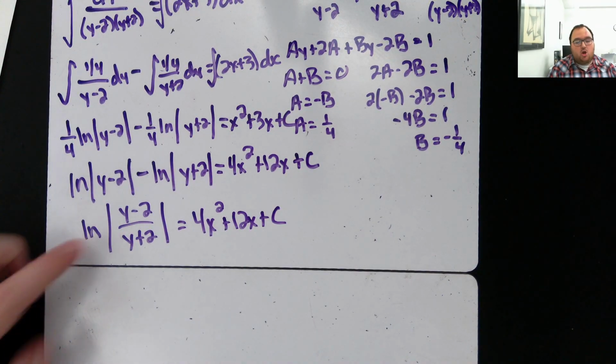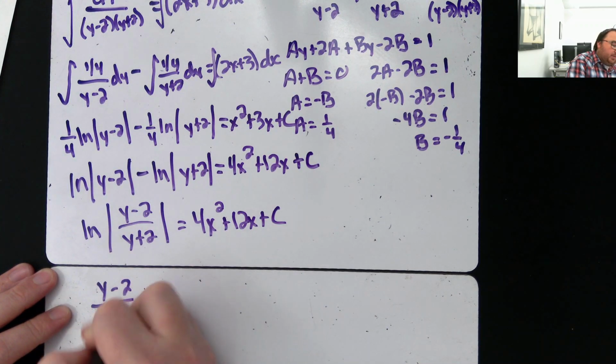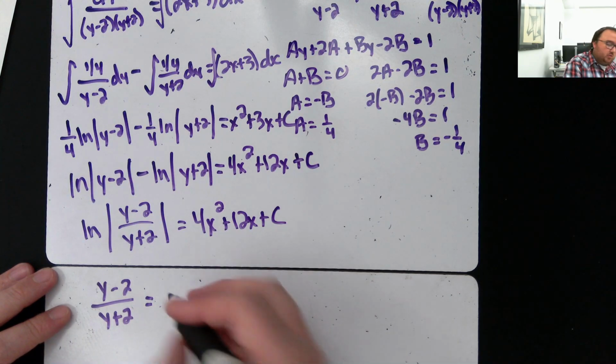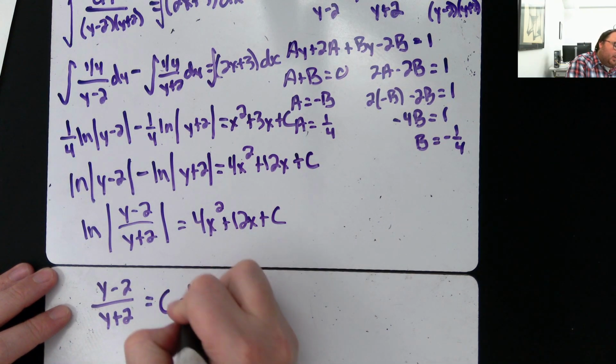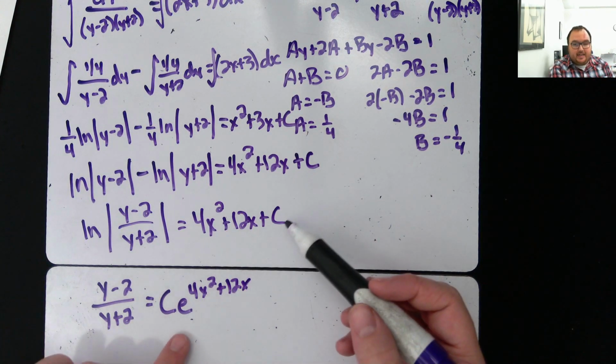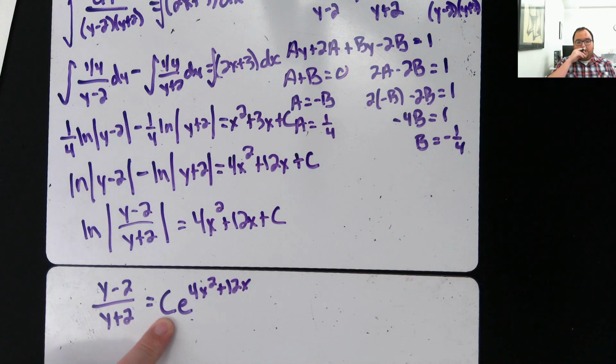Since I have a natural log, I want to use e. So y minus 2 over y plus 2 equals e raised to all of this stuff, which will give me c e to the 4x squared plus 12x. Again, because e to the c is just a constant, so I can just bring my c out here.